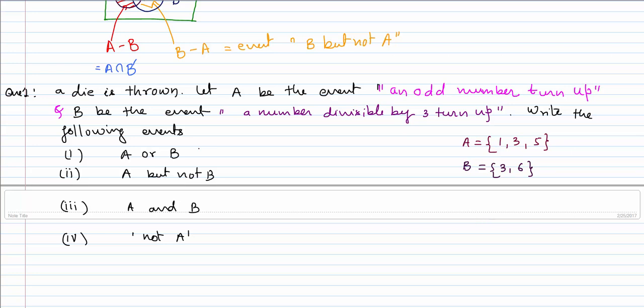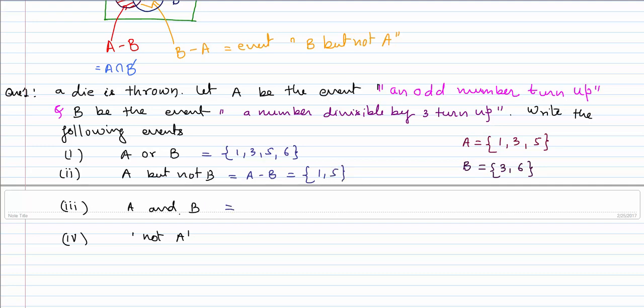Now what about A or B? So the A or B event will have 1, 3, 5 and 6. What about A but not B? The elements of A that are not in B, that is A minus B. So what should be the elements in this A minus B? Elements of A that are not in B. So 3 is present in B, so we will not have 3, and so A minus B will have 1 and 5 as elements.